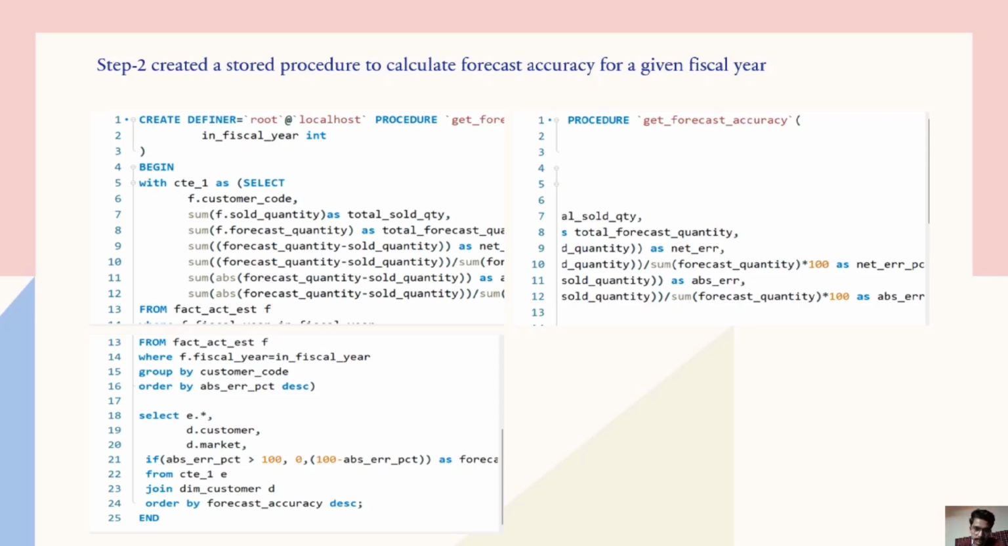So this is the procedure we have created. First of all, we have created the forecast actual estimate table. Then this is the CTE, common table expression. We have used a common table expression in this query. Common table expressions are used to create a temporary table so that we can perform more queries on the already created output of some queries. So we have used a common table expression here. This is the first screenshot. This is the second.